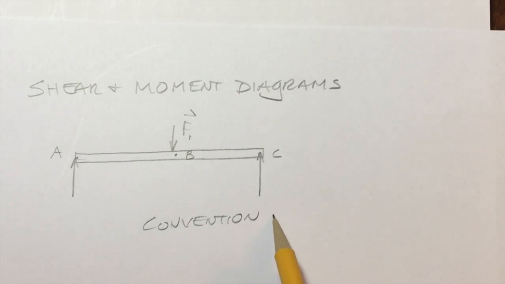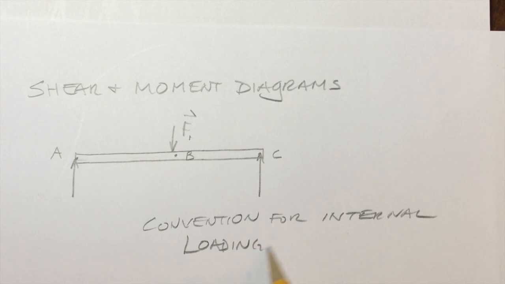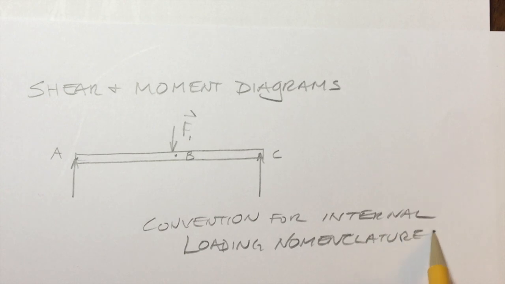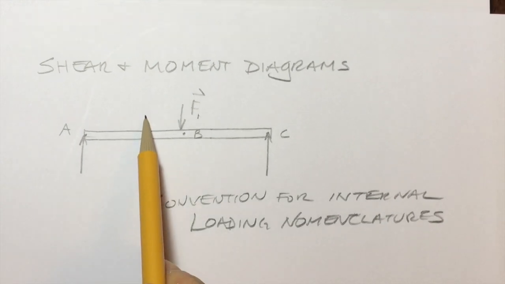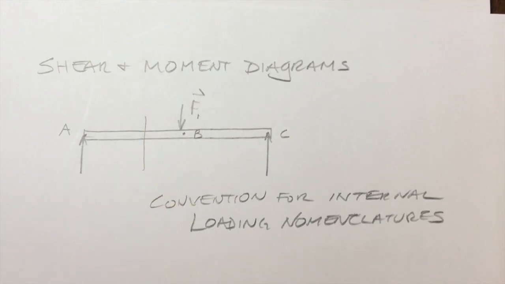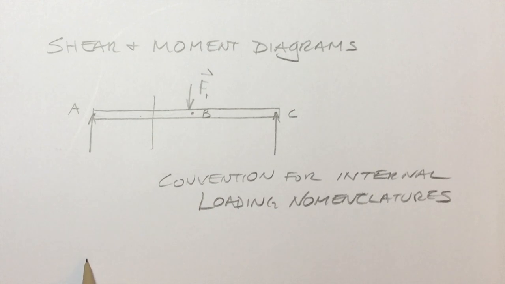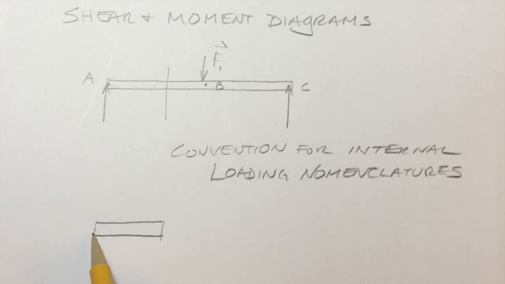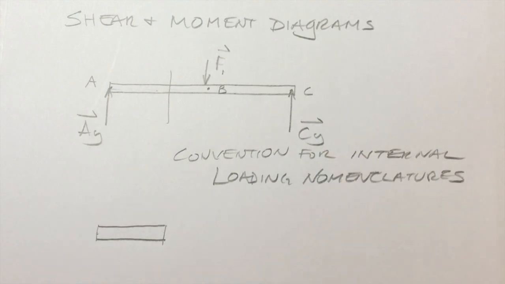So convention for internal loading, nomenclature. And that just means variables. Fancy word for variables. So we'll definitely have to use the method of sections. So if I section it there, what I'll have is two parts of the beam. So here's the part on the left. I guess we should label this as AY and CY.